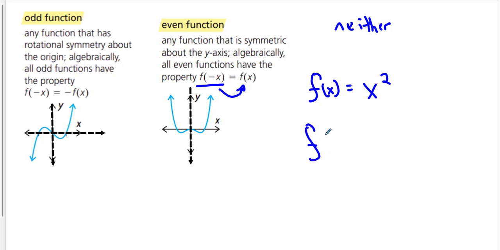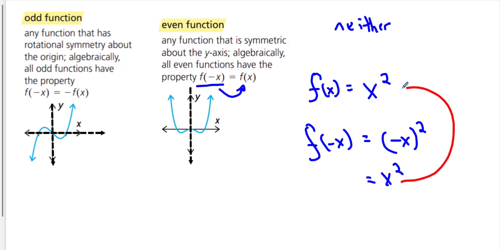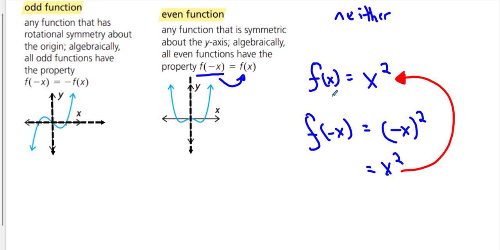So f of negative x, if I sub it into this equation, is going to look like this. And negative x squared, well, that's just negative x times negative x, which is also the same thing as x squared. And you can see that this x squared is exactly what the original parent function was. So every even function has this property where if I were to substitute a negative x value into the original function, I would get the same original function after simplifying.